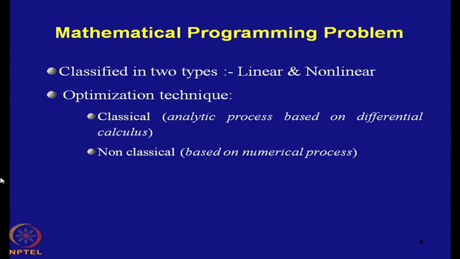One is the analytic process. That's the analytic type, the classical methodology, the classical optimization technique. That's today's topic for us, and this analytical classical technique is mainly based on the differential calculus method. There is another numerical process available with us, the non-classical optimization technique, which I will talk about later on.